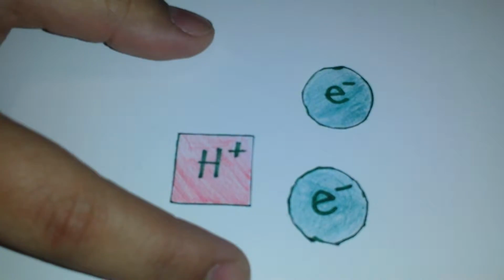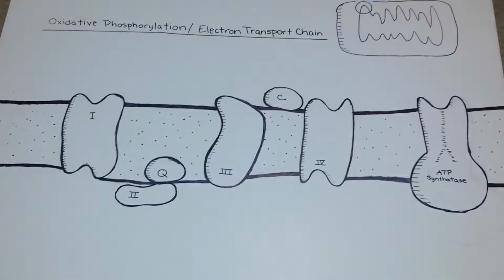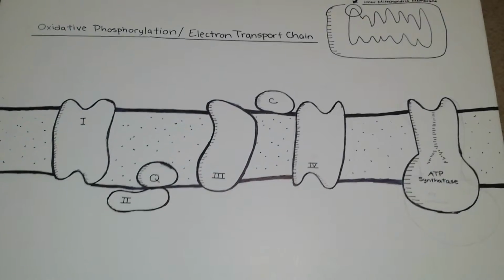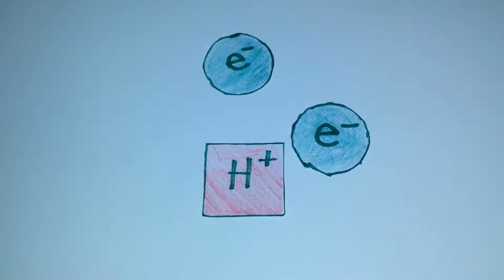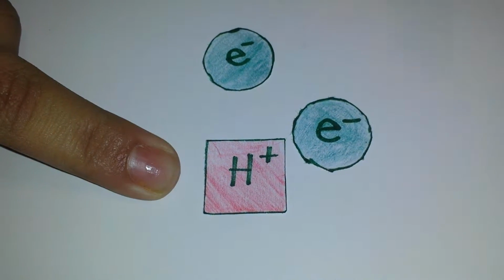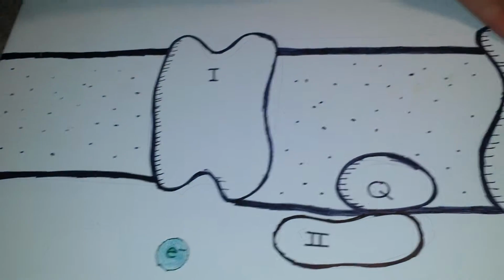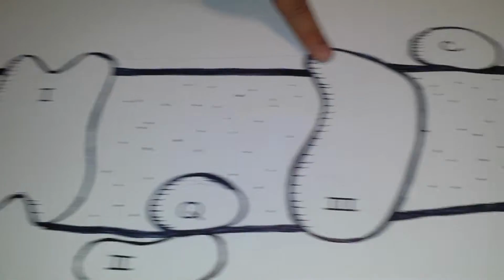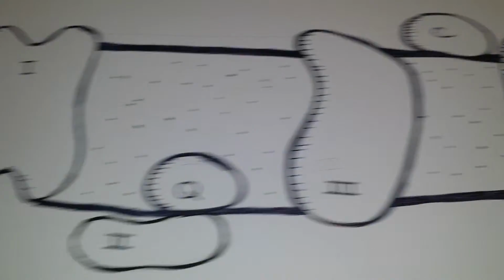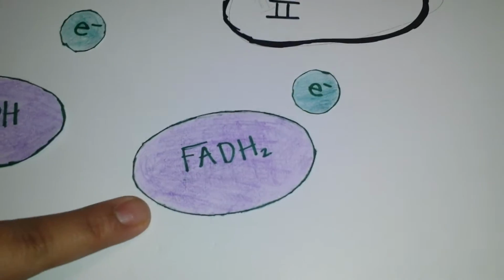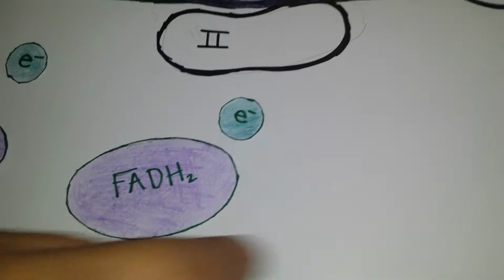These coenzymes transfer hydrogen to the electron transport chain. A hydrogen consists of a proton and an electron. The electron transport chain consists of a series of special electron carrier proteins that shuttle electrons from NADH and FADH2 to terminal electron acceptors, such as oxygen.